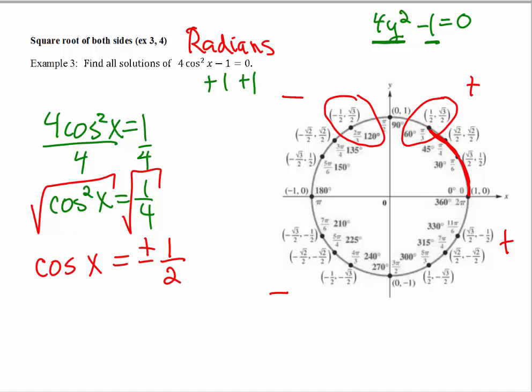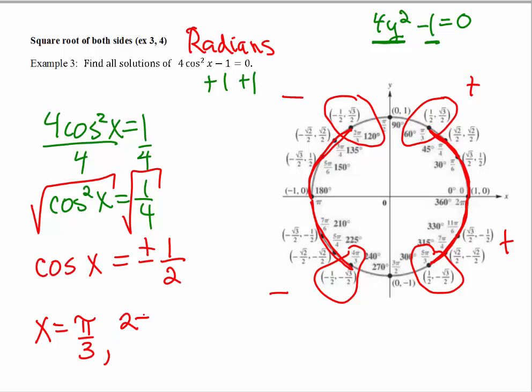This is our pi over 3 reference angle, and we have pi over 3 going into each quadrant. So remember, reference angles have exactly the same cosine value, plus or minus, depending upon what quadrant we're in. So we want to find all of that pi over 3 family. So that would be x is equal to pi over 3, 2 pi over 3, 4 pi over 3, and 5 pi over 3.